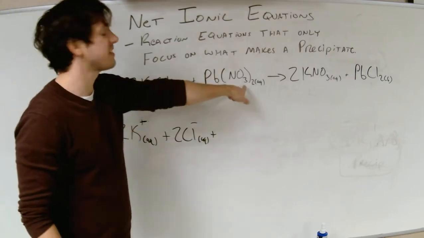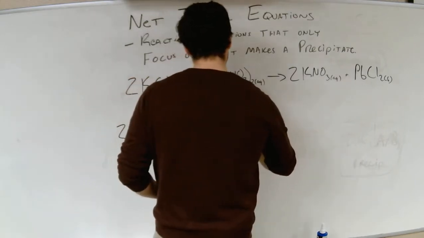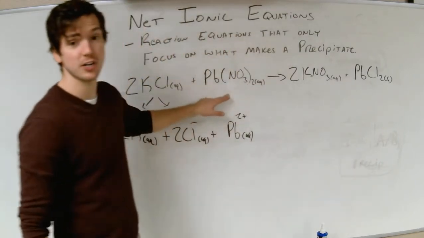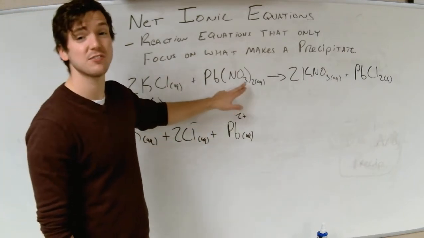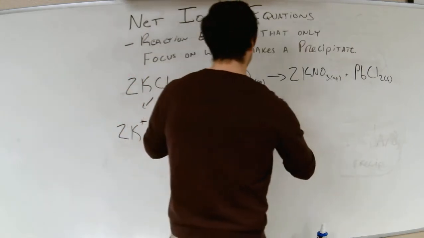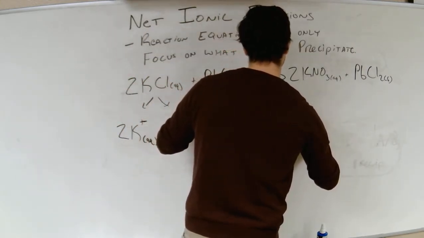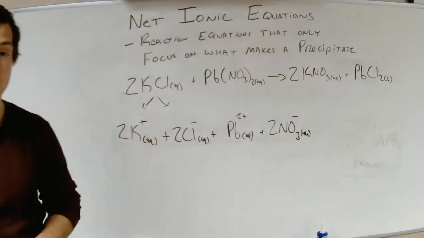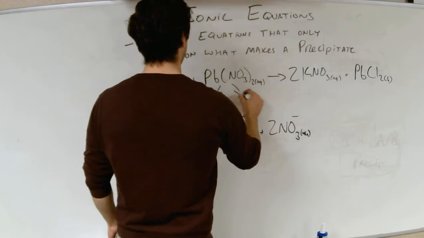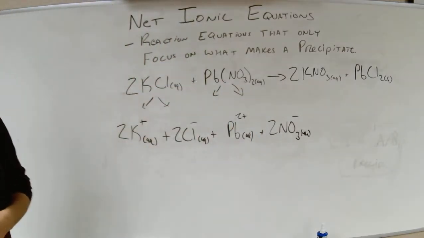For this guy, it's aqueous, so I'm going to split it apart as well. There's just 1 Pb here, and it has a 2 plus charge. Because of the nitrate, I have 2 nitrates here that have a -1 charge. So I'm going to put 2 nitrates that are aqueous. Again, we are splitting up all our compounds that are aqueous. Okay, so that's the reactant side.